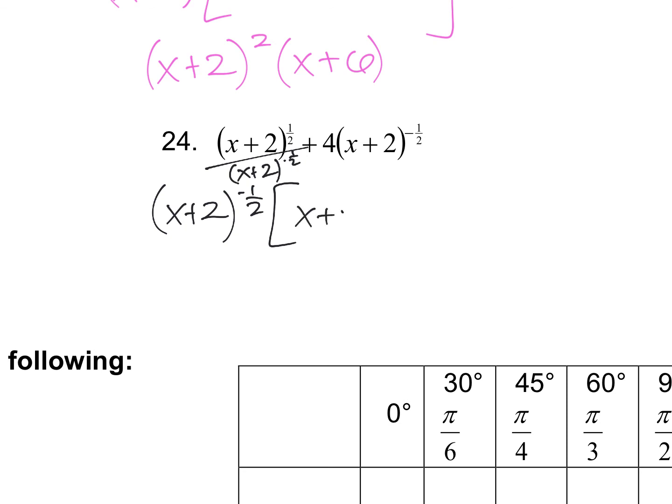X plus 2. On the second one, I've pulled the x plus 2 to the negative 1/2. What am I left with? 4. Just the 4. So that factor in the brackets becomes what? X plus 6, which goes on top of the other one. So you would say root of x plus 2.